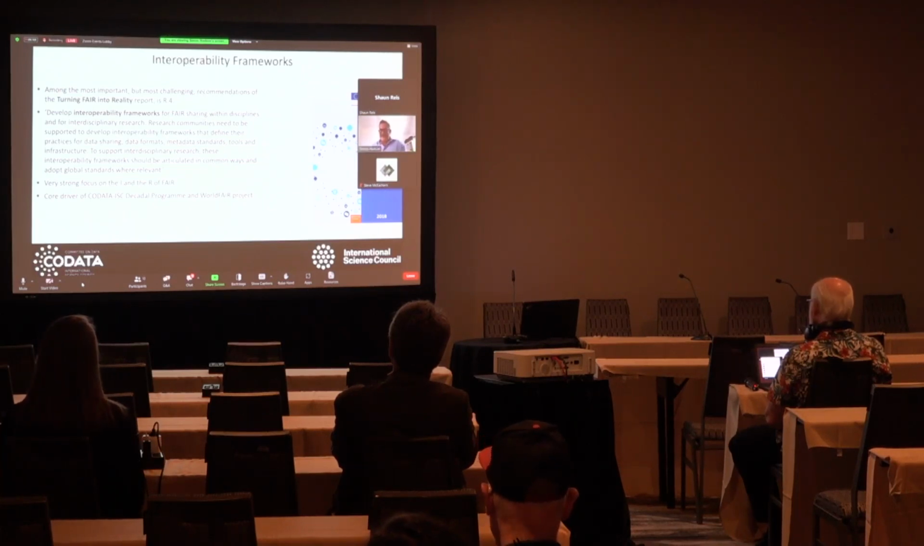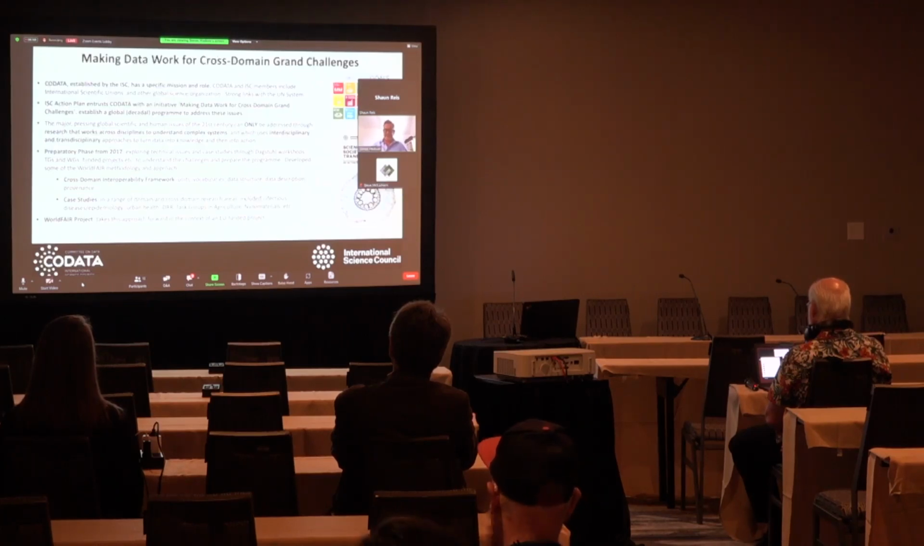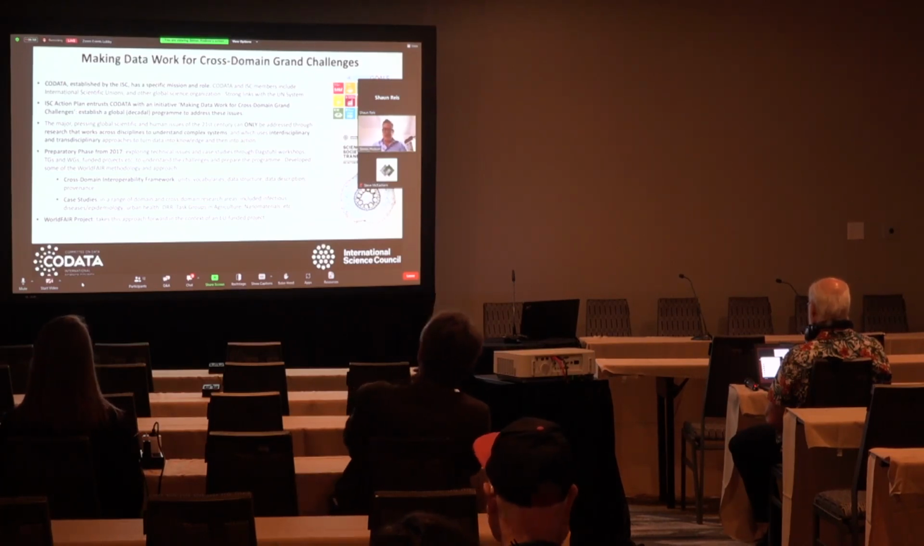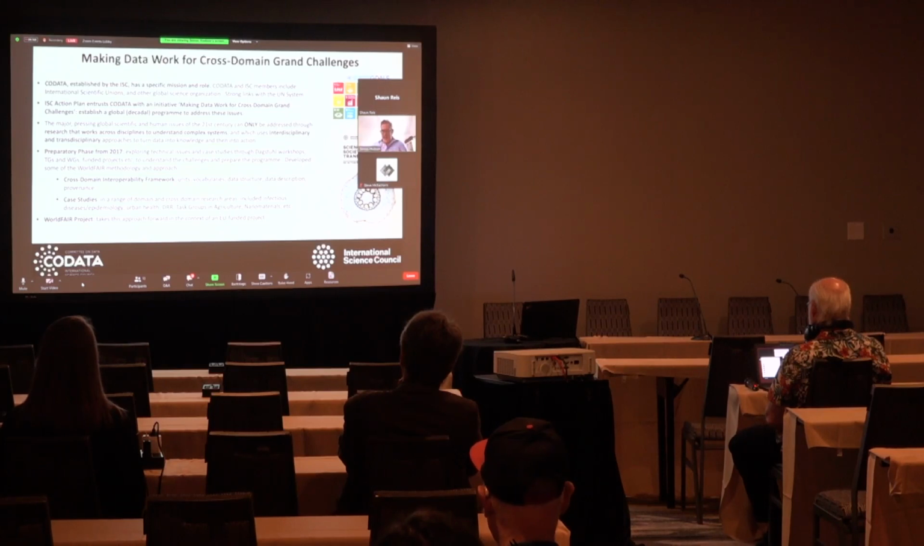A lot less really serious work is going on around the I and the R, interoperability and reusability. And we're determined in WorldFAIR to really try and address that. As I said, this builds on some work that CODATA has been doing for a little while. As I mentioned in the introduction, we're the Committee on Data of the International Science Council.